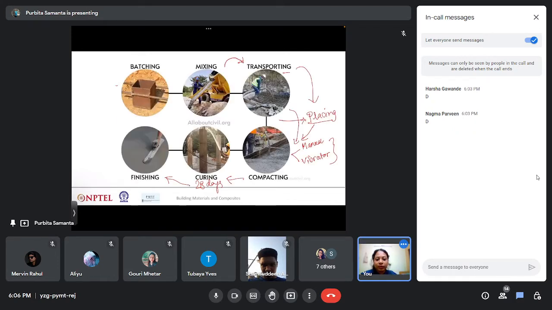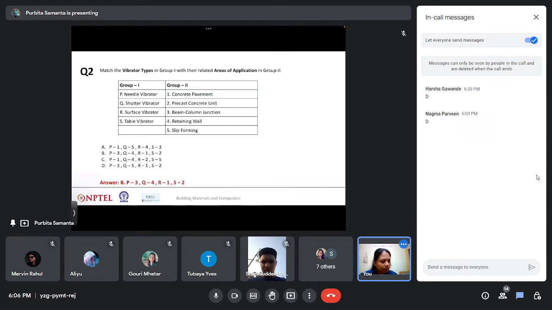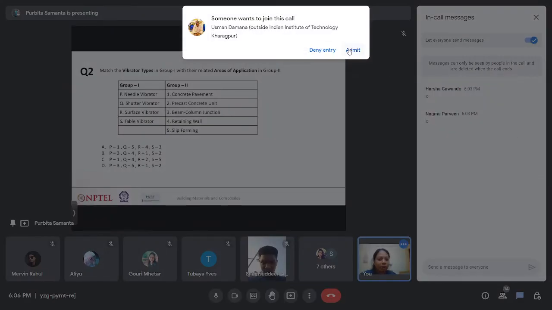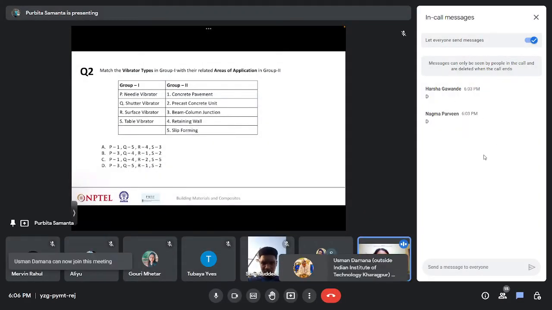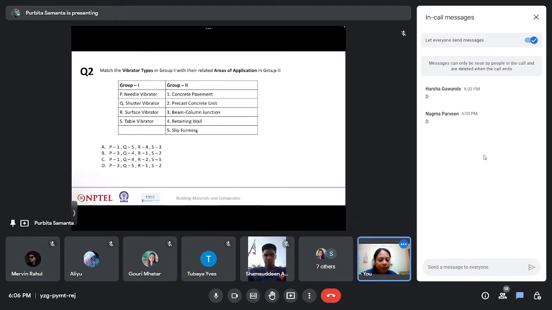Okay, so we will move to our next question. Yes, now it's showing. It says: match the vibrator types in group 1 with their related areas of application in group 2. I know we just read about vibrators, but not the different types of vibrators. That is why today we are here, to learn something new beyond the things that were taught.